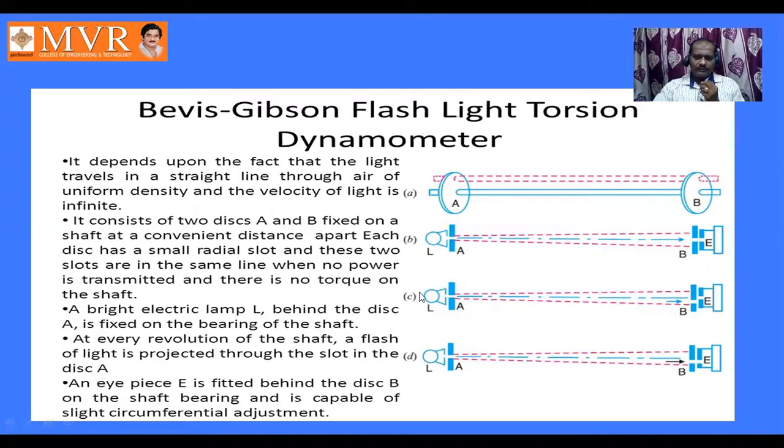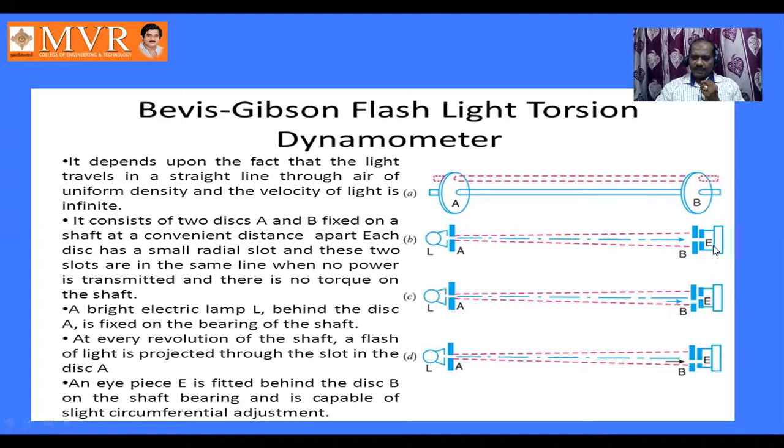Here we are going to keep the lamp. At every revolution of the shaft, a flash of light is projected through the slot in the disc A. An eyepiece is fixed behind the disc B on the shaft bearing and is capable of slight circumferential adjustment. So here A is straight away passing through B. When its position is changed, the E position is changed. This is going to be our eyepiece or a screen.